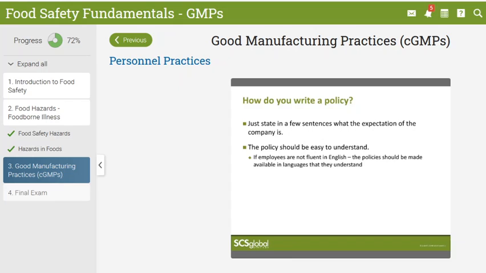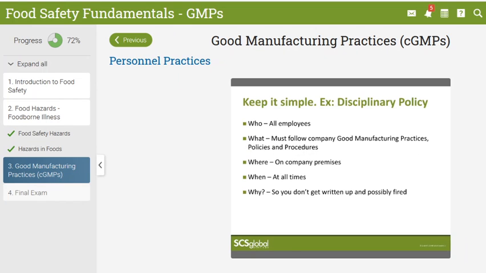Basically, you just state in a few sentences what the expectation of the company is. The policy should be very easy to understand and should be available in the languages that the employees can read. If the employees are not fluent in English, the policies should be made available in a language that they can read, such as Spanish, Chinese, Tagalog, or whatever languages are appropriate. It's important to keep it simple, so here's an example of a disciplinary policy.